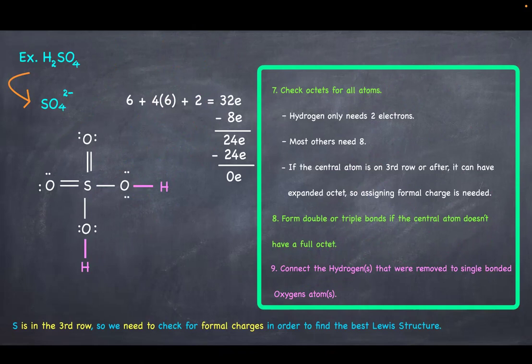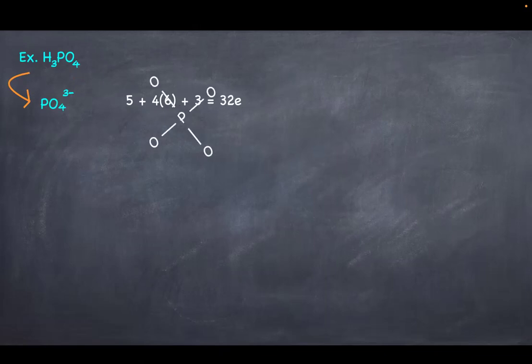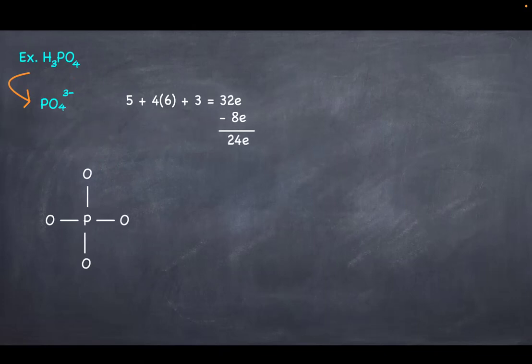Let's take a look at the last example, H₃PO₄. So take the protons away. So we're left with PO4 3-. Count all the valence electrons. So 32 electrons in total. Attach 4 single bonds to central P, -8. So we have 24 electrons left.